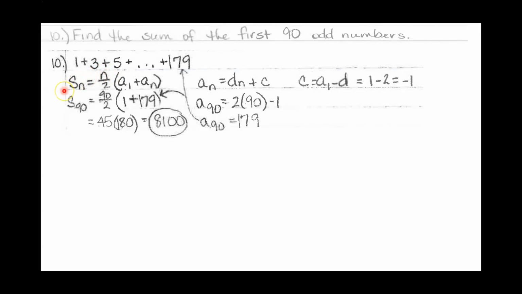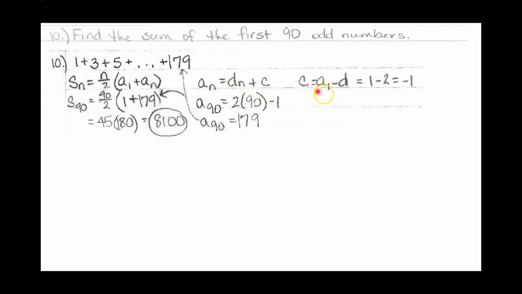So let's use our arithmetic sum formula. We're finding the sum of the first 90, so let's put 90 in for n. Our first term was 1. I do not know what the 90th term is, so I've got to find that. I'm going to come over here and find my 90th term. So put 90 in for n. We said our difference was 2. Put 90 in for n. And now I need to come find c.